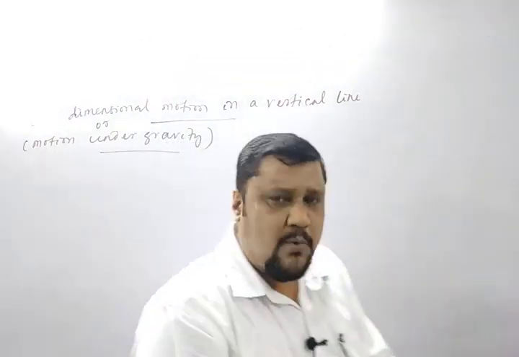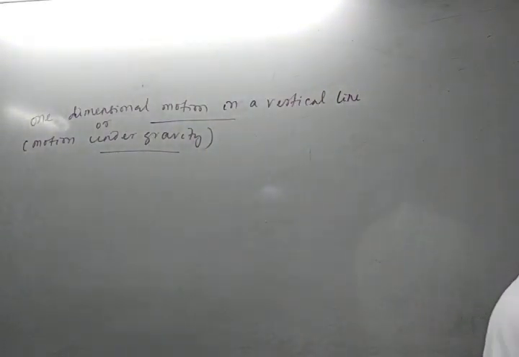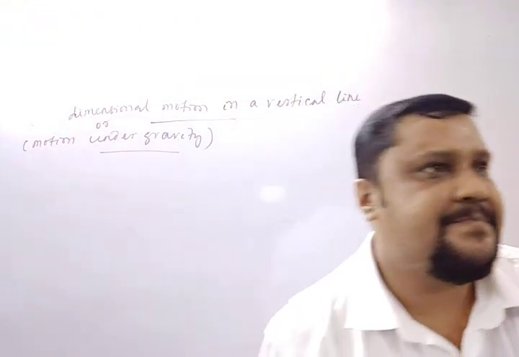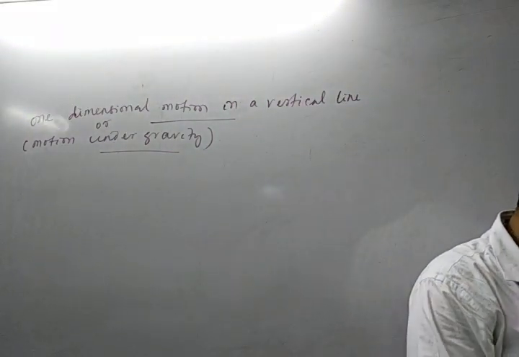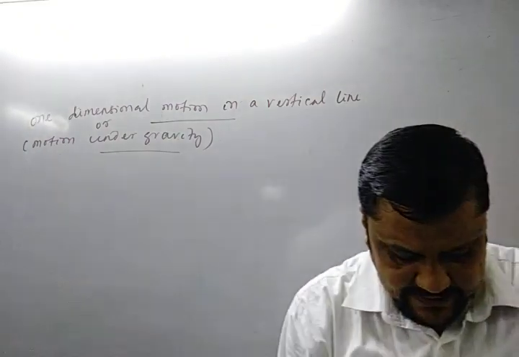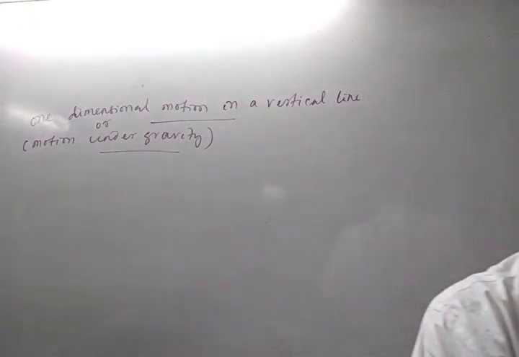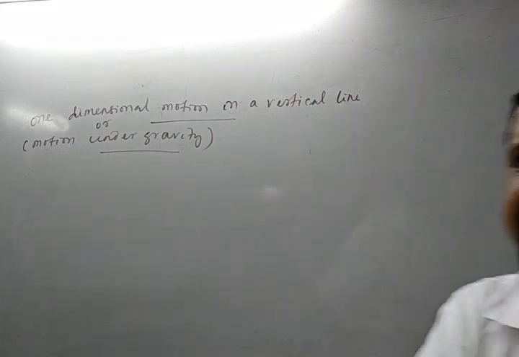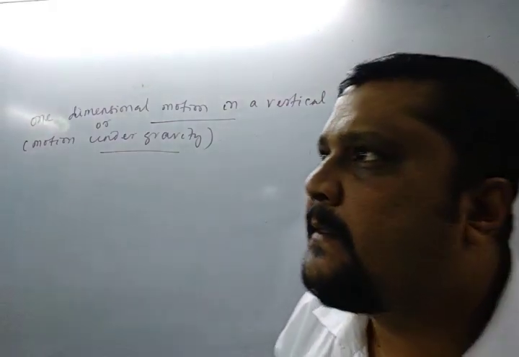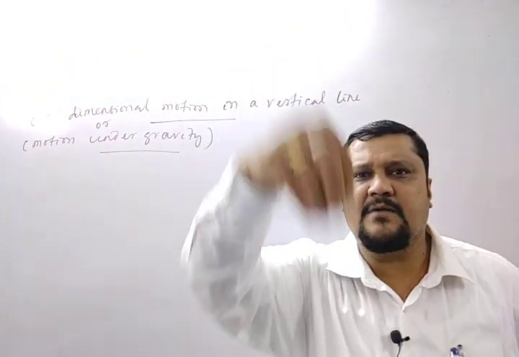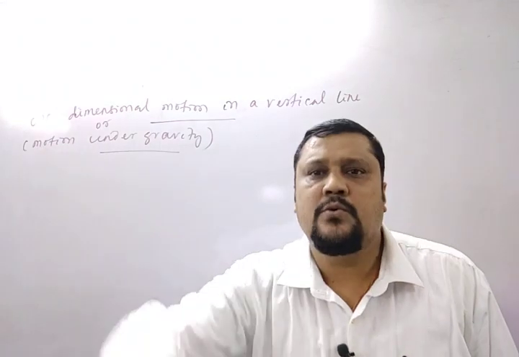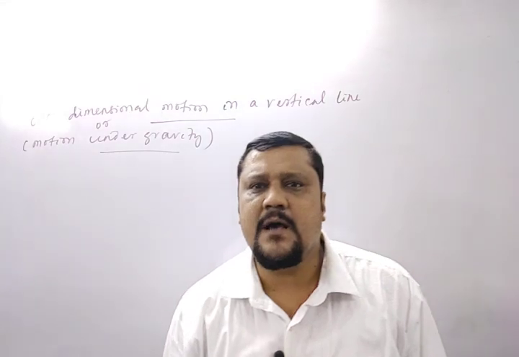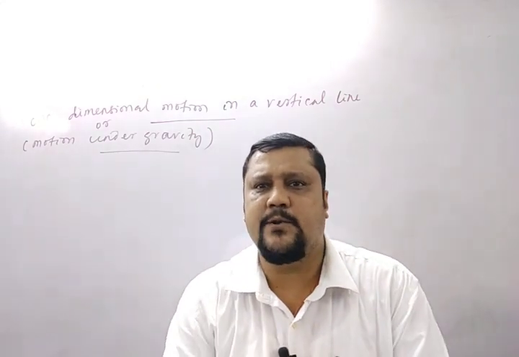Now the question is, what does motion under gravity mean? Let us consider a body on the surface of earth, and if you throw the body to a certain height, then the body comes to the surface of earth again. Why? Because of the force of gravity, that already you know.